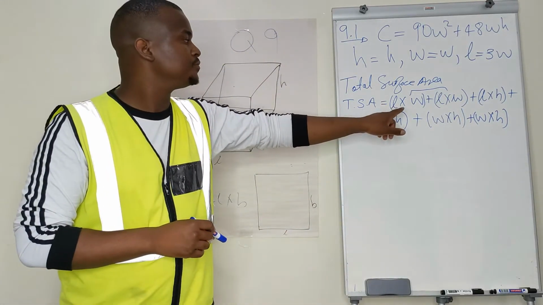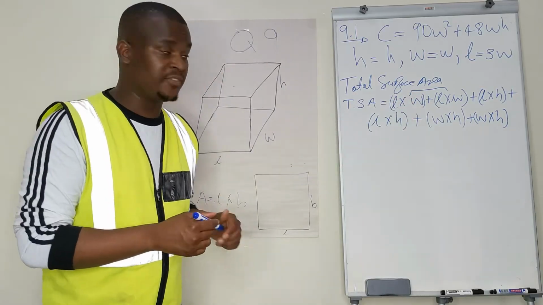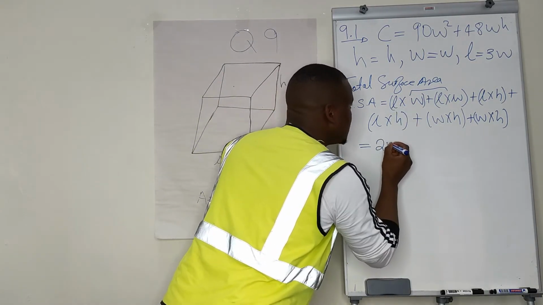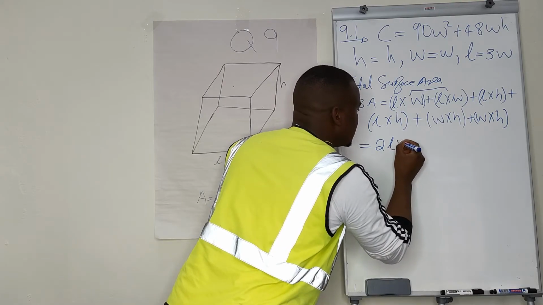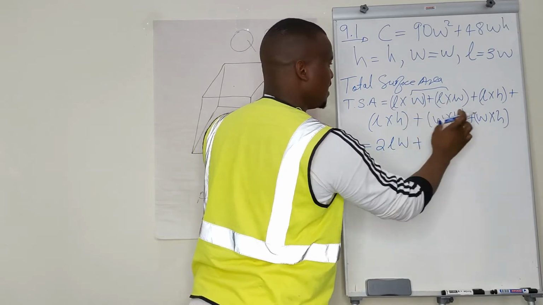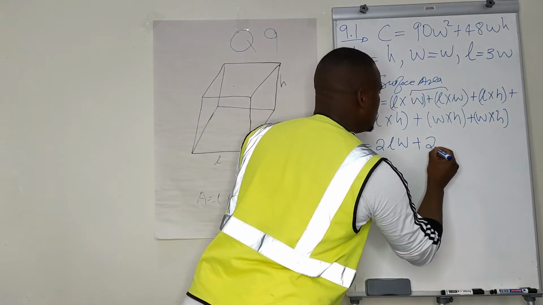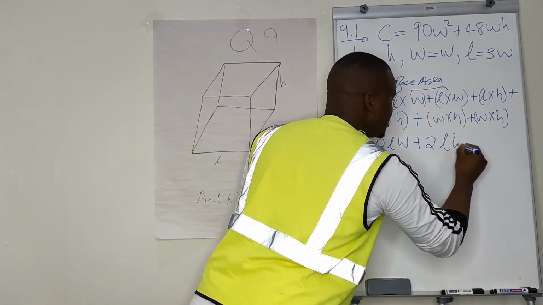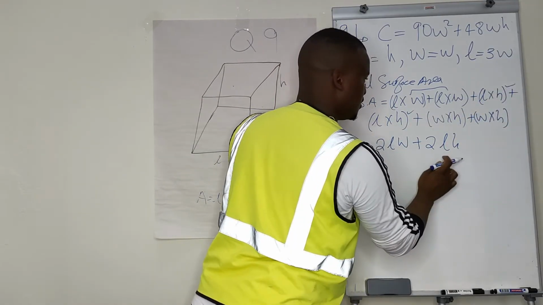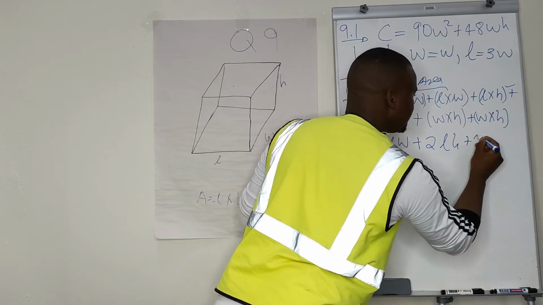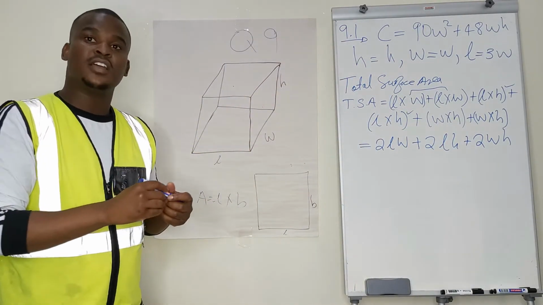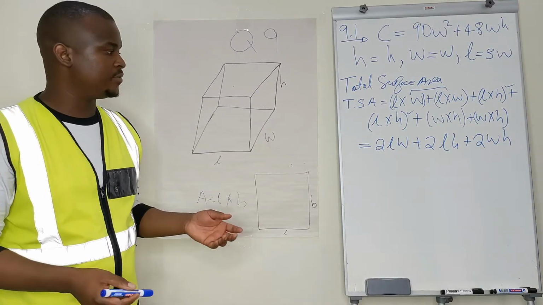So let's simplify this. We say, okay, we have 2 of length times W, right? There's 2 of these guys. There's two of these, 2LH, this and that, and 2 of these, 2WH. Right? Then you can substitute what you have and what you don't have.